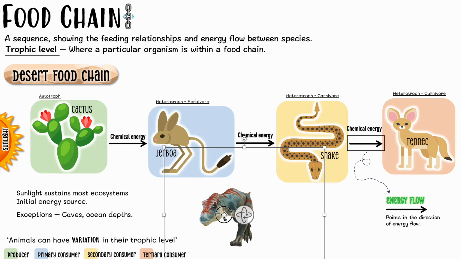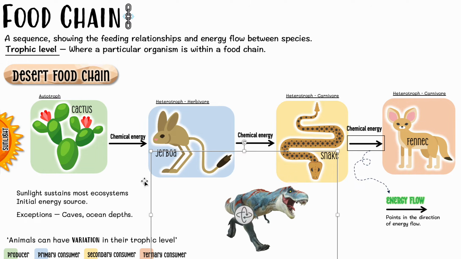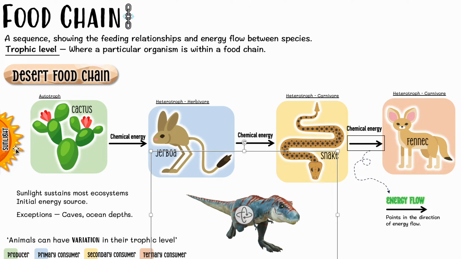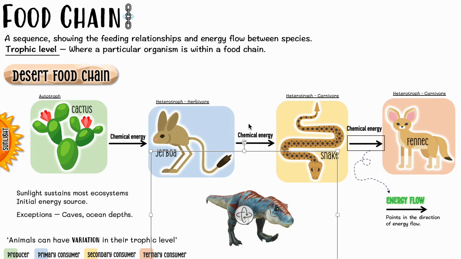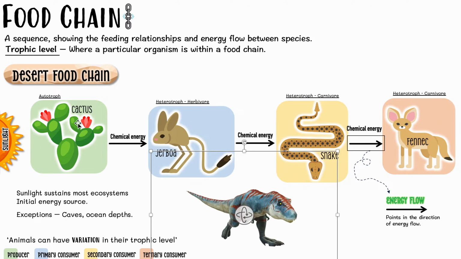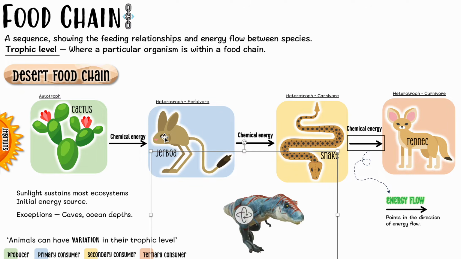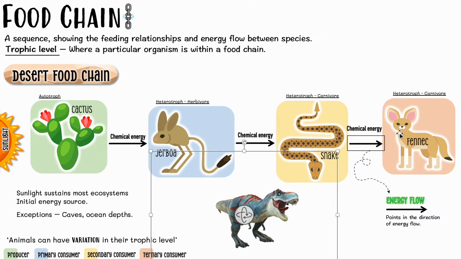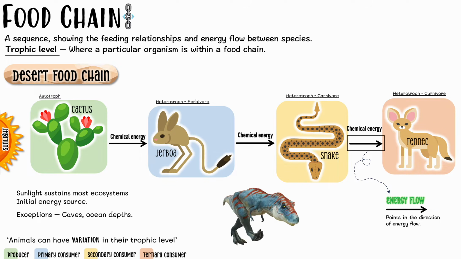So, amigos, in summary, the sunlight is so important because it's needed directly by autotrophs, but it's needed indirectly by these subsequent trophic levels. No sunlight means no cactus, which means no food for the jerboa, which means no food for the snake. So these require sunlight indirectly, okay?